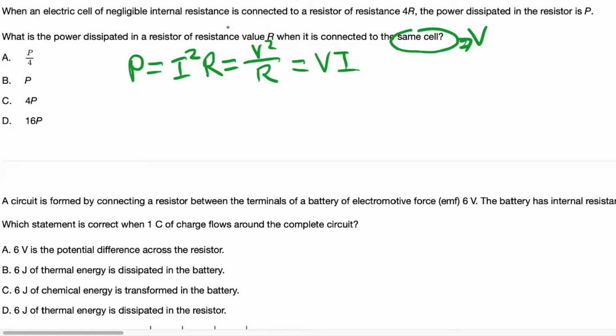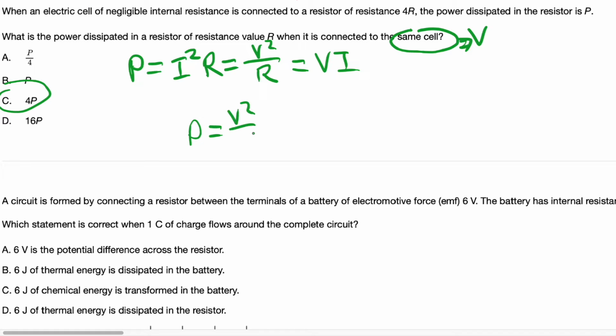So R has changed from 4R to R, meaning that resistance has been divided by 4. As a result, the power will be multiplied by 4, right? So the answer will be C. And if you don't see why, I can solve this step by step.